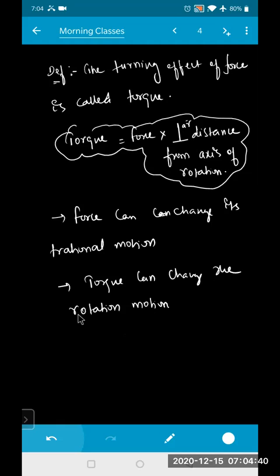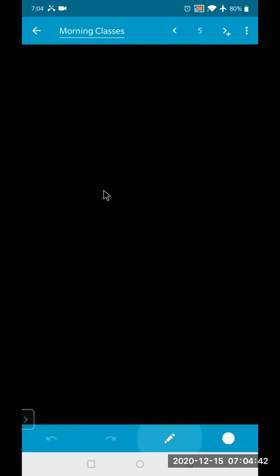So mathematically I can represent it like this. Say, for example, I have a rod like this, inclined, and this is your origin. I am applying a force acting on this one like this.